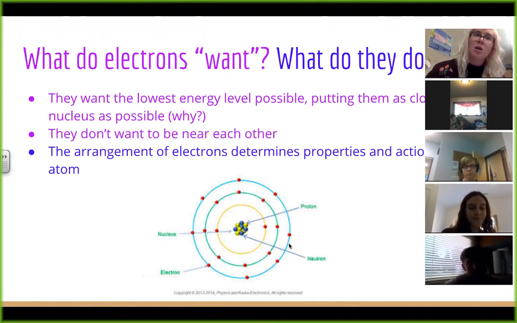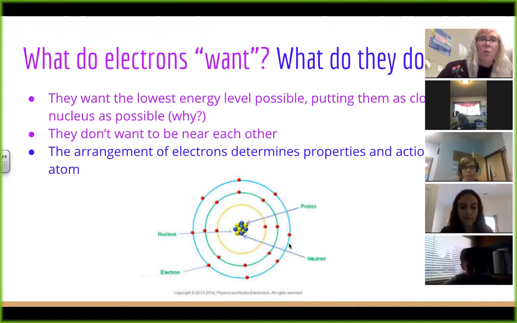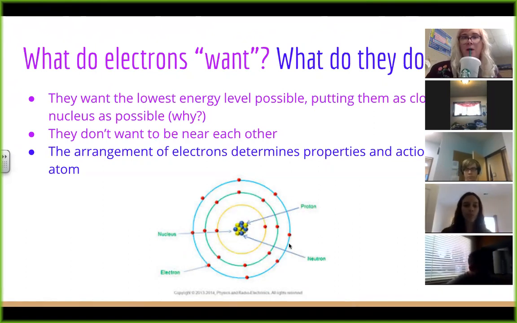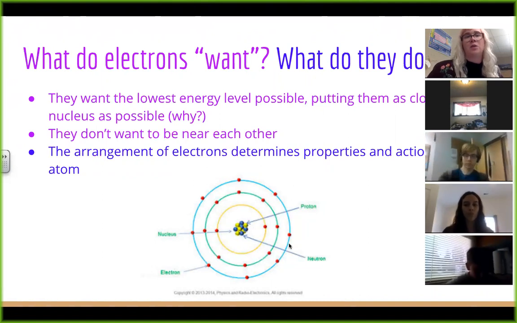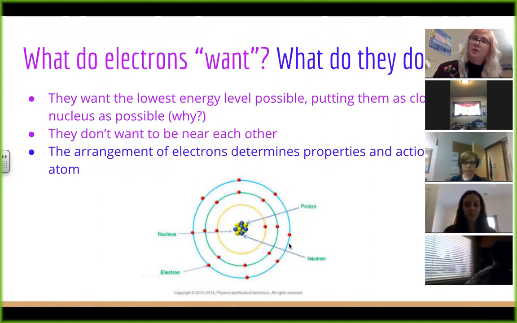Why would an electron want to be close to the nucleus? What is in the nucleus that an electron would desire or want to be near? An opposite charge, perfect, protons. Right? Protons are in the nucleus. They are a positive charge. Electrons want to be as close to that charge as possible.